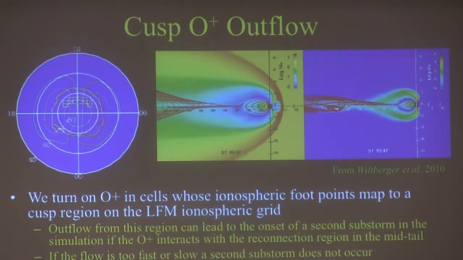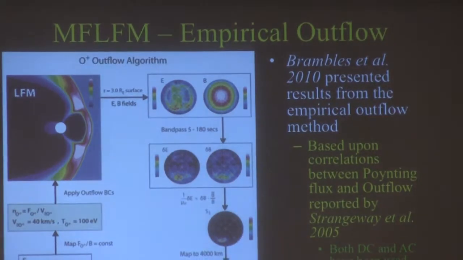And studies by Yu and Ridley with the space weather modeling framework with fixed cusp outflow have found some similar conclusions, that the dynamics heavily depend on the properties of the outflow that come out, because that determines where it actually ends up back in the tail.